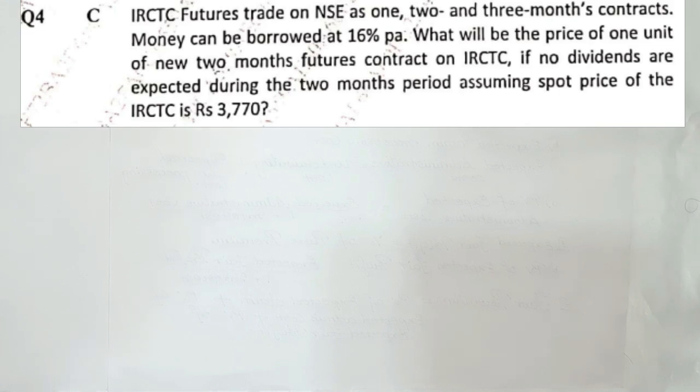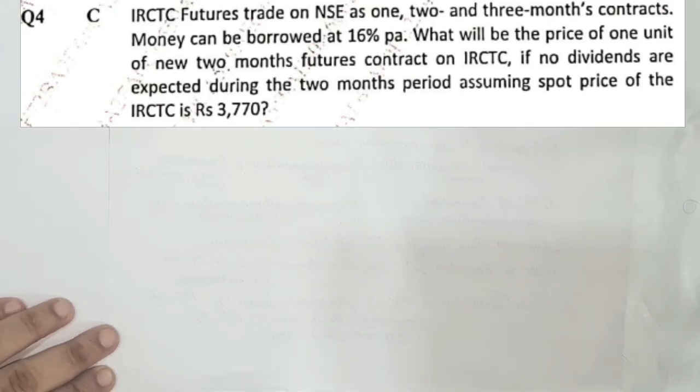Now the next question which is given in the paper: IRCTC futures trade on NSE as 1, 2 and 3 months contracts. Money can be borrowed at 16% per annum. What will be the price of 1 unit of a new 2 months future contract of IRCTC if no dividends are expected during the 2 months period, assuming the spot price of IRCTC is rupees 3770?